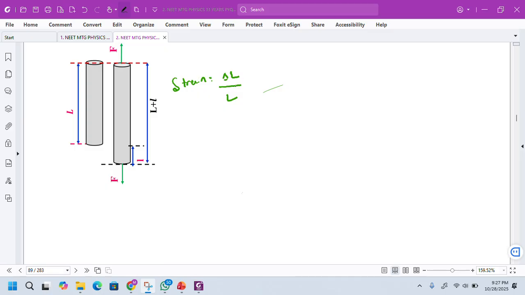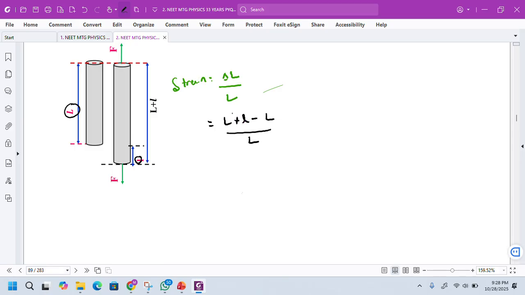We know what delta L is, the change in length, which I have marked here as small l. Initially the length of the wire is L. Due to application of mass or force, the length of the wire changes to L plus small l, where small l represents the change in length. So delta L is equal to L plus small l, this is the final length, minus the initial length L, divided by the original length, that is L.